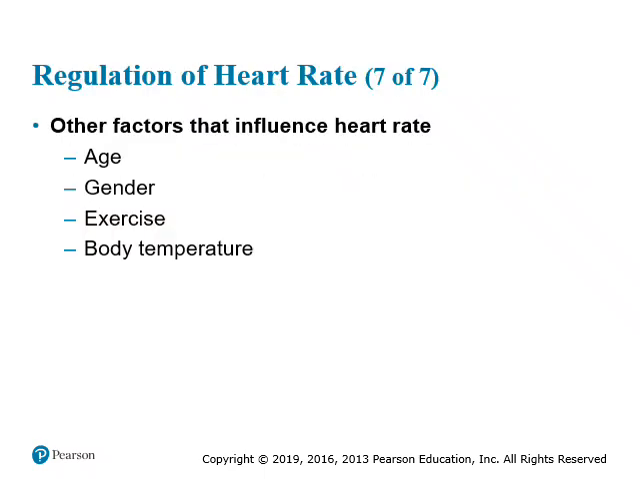There are other factors that influence heart rate. You have gender, age, exercise, body temperature. With age, the fetus has the fastest heart rate. It declines with age. With gender, females have a faster heart rate than males. With exercise, you know that exercise would increase heart rate, and trained athletes can have a slow heart rate. With body temperature, heart rate would increase with increased body temperature.